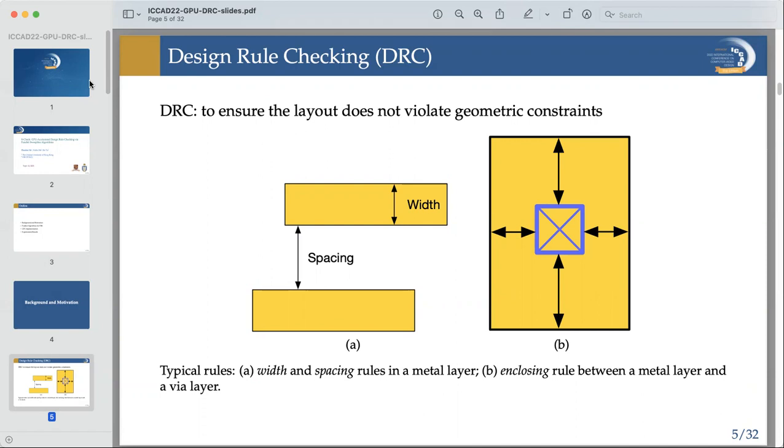At the left-hand side, we have some width and spacing rules in the metal layer. That is, we have some minimum width requirements of the components, as well as the minimum spacing requirements between two components. Similarly, at the right-hand side, we have some inclusion rule. That is the minimum inclusion distance between a metal layer and a via layer.